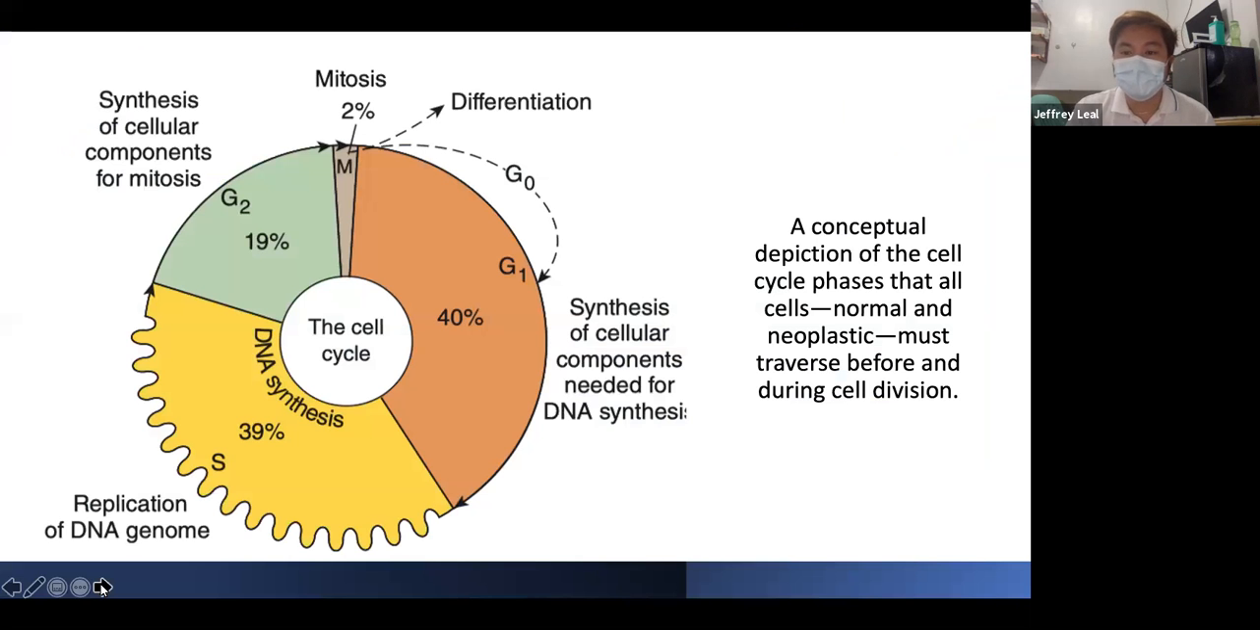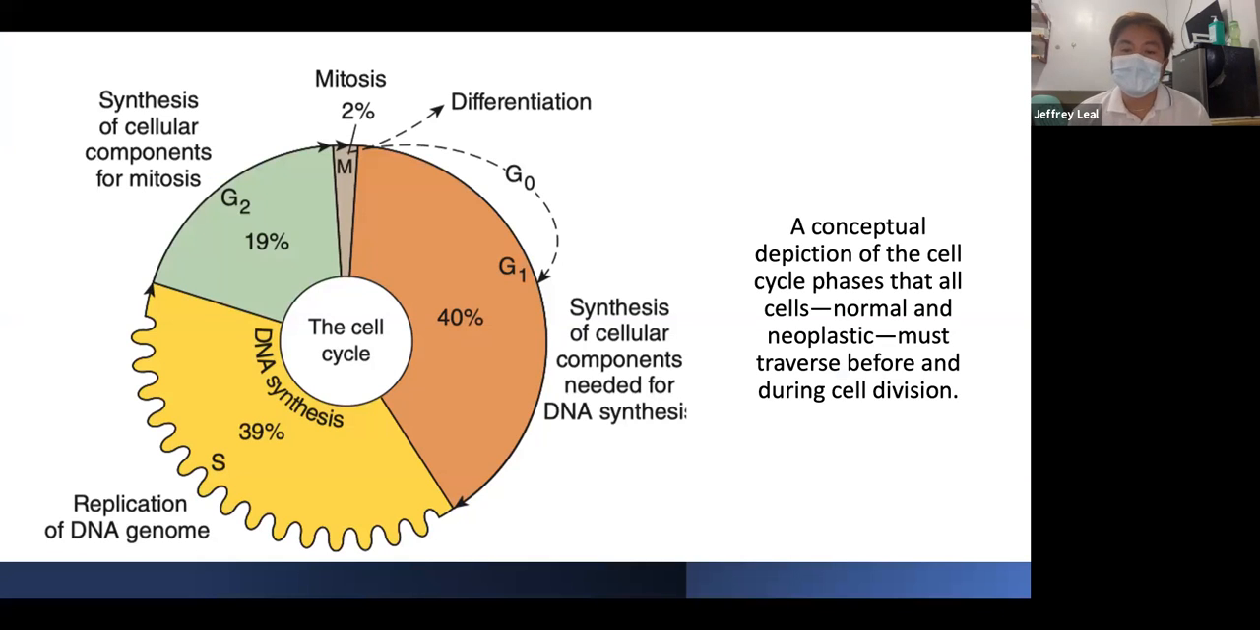So this is the conceptual depiction of the cell cycle. Okay? All of the cells, either normal or neoplastic cells, will traverse the cell cycle. Okay? So about 40% is spent by the tumor cells in the G1 phase.